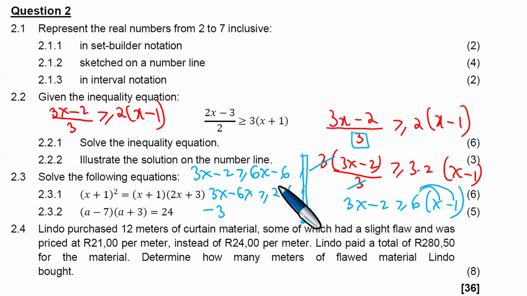So next, what do we do? Now we're going to do 3x minus 6x, which is minus 3x, minus 4. So we continue.